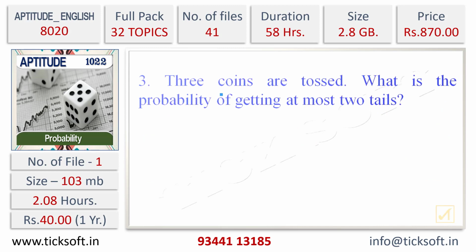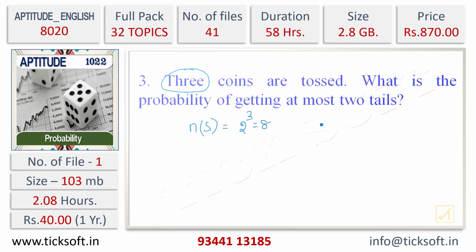Now the third question is: 3 coins are tossed. What is the probability of getting at most 2 tails? Here listen, first we should know what is n of S. Here we know that n of S is nothing but 2 to the power 3 because 3 coins are tossed, so therefore we will get 2 to the power 3, which is 8.